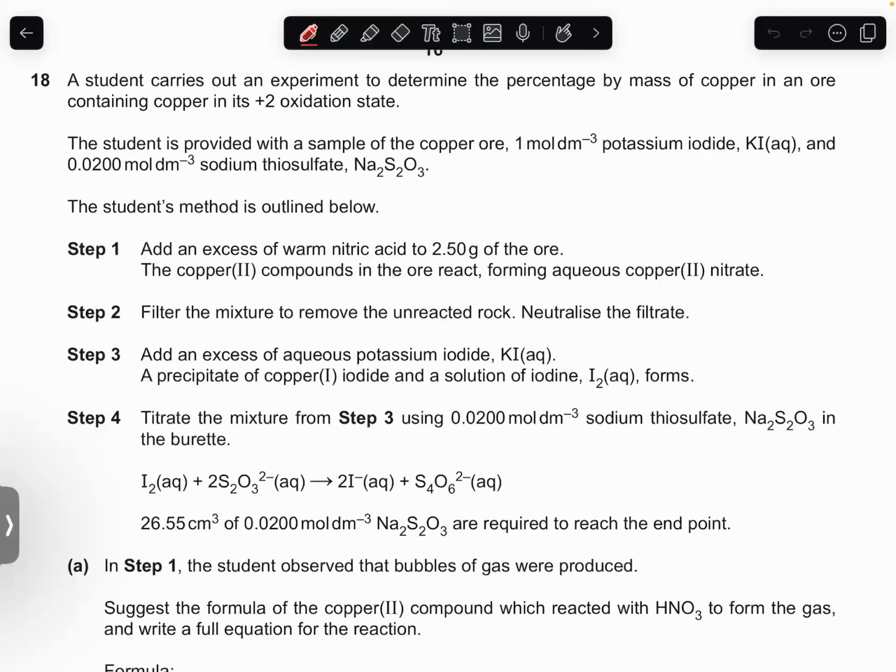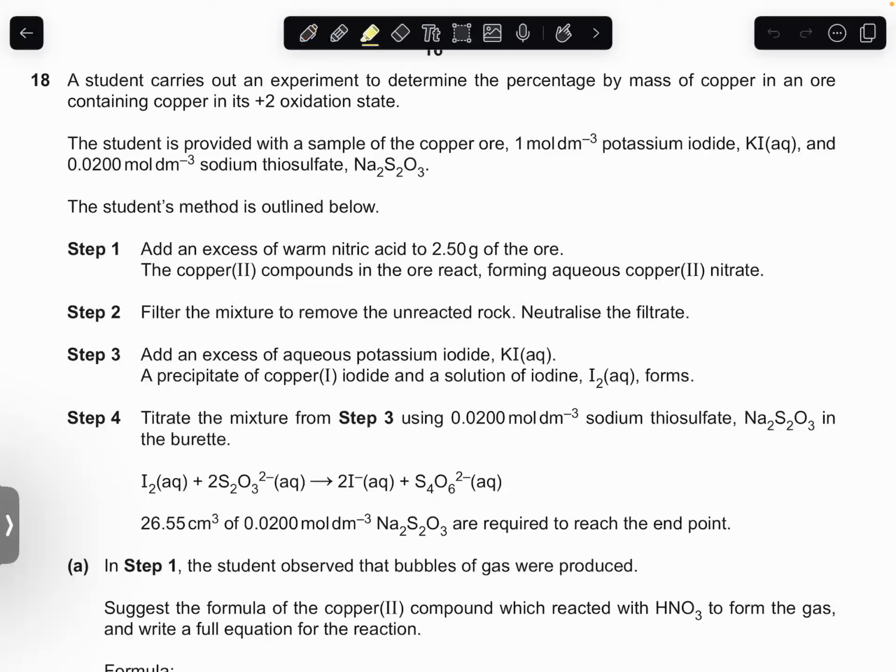We will be looking at question 18, October 21 paper. This question is about redox titration and redox reactions. Let's have a look.